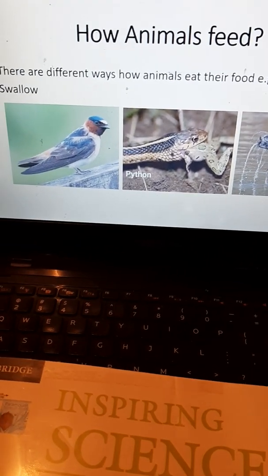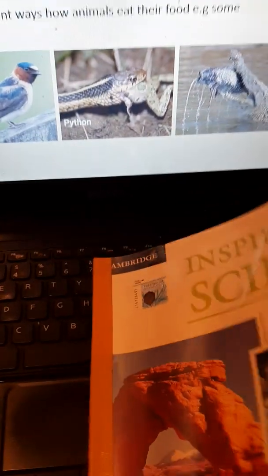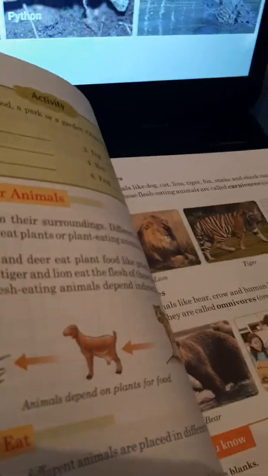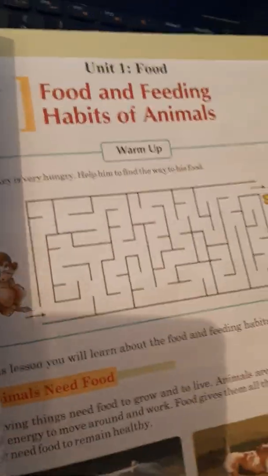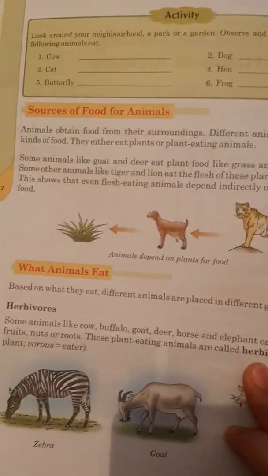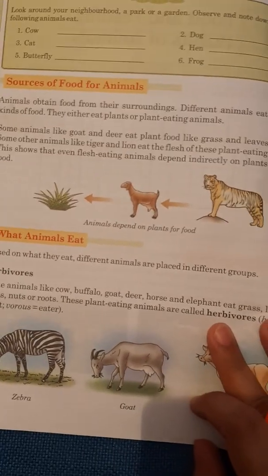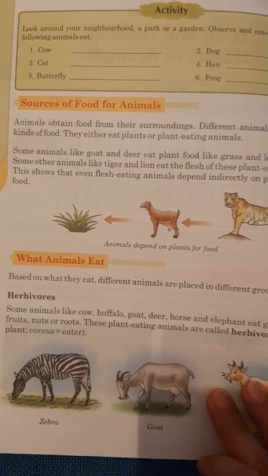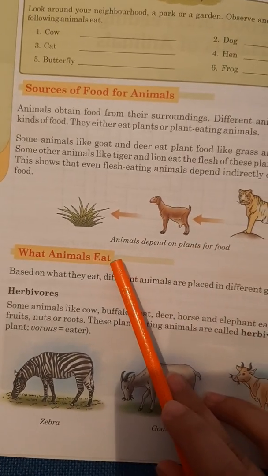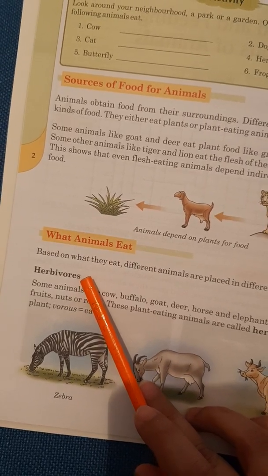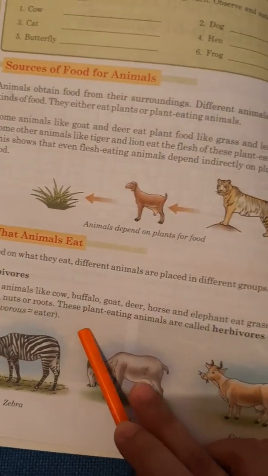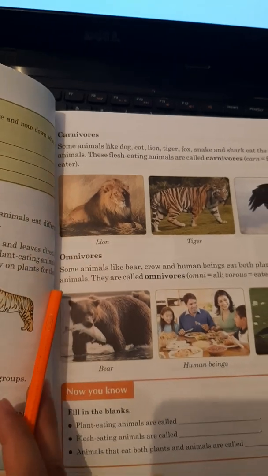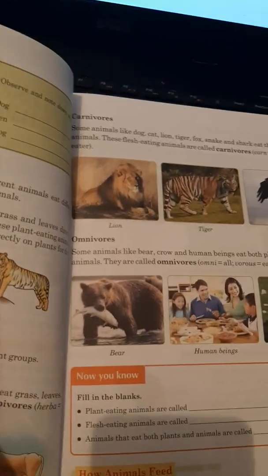How do animals feed? There are different ways how animals feed. First let me explain from the book the reading that we have done till the types of animals. Animals need food. I already told you why they need food. The next one is sources of food for animals. Depending on their eating habits, they are divided into three categories: herbivores, carnivores and omnivores. Herbivores eat plants, carnivores eat flesh of other animals, and omnivores eat all things.